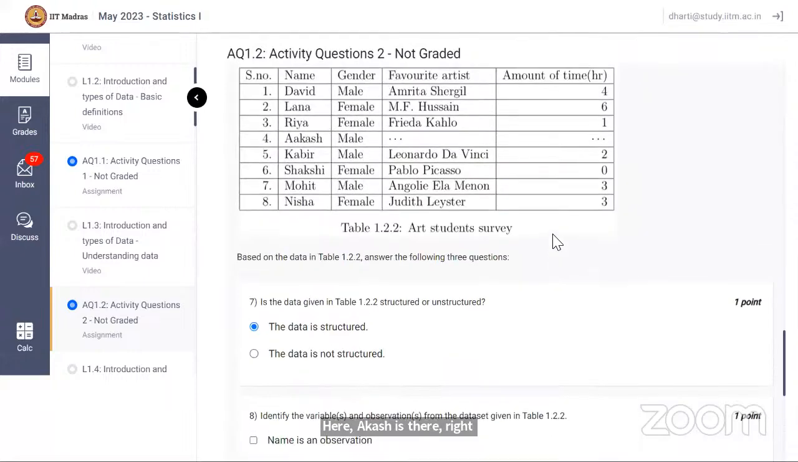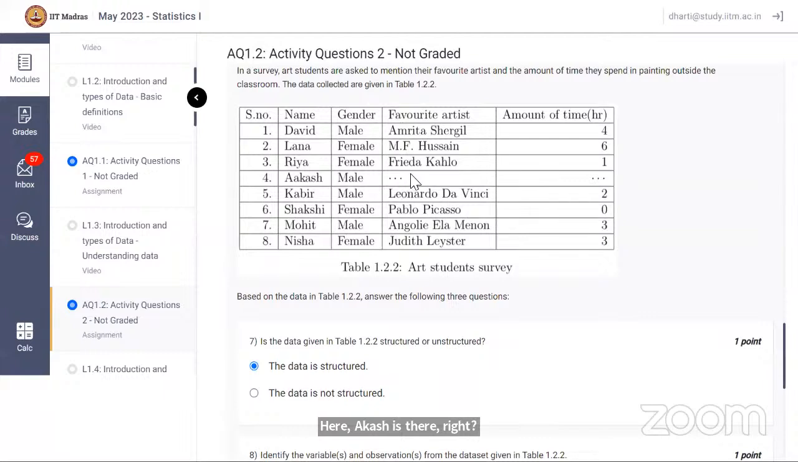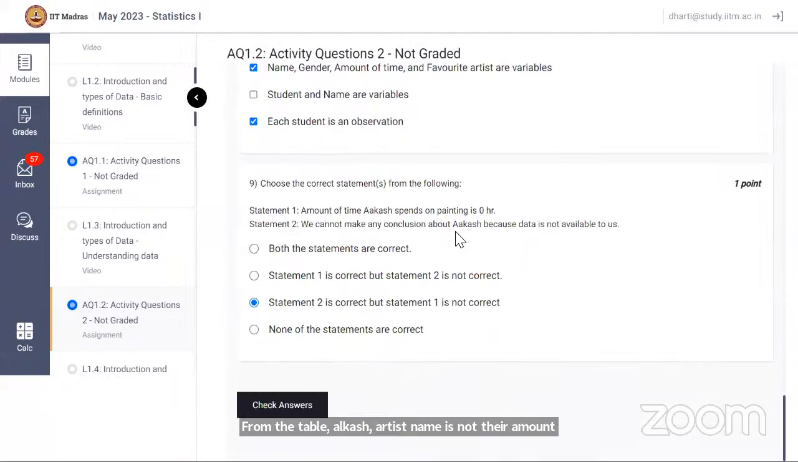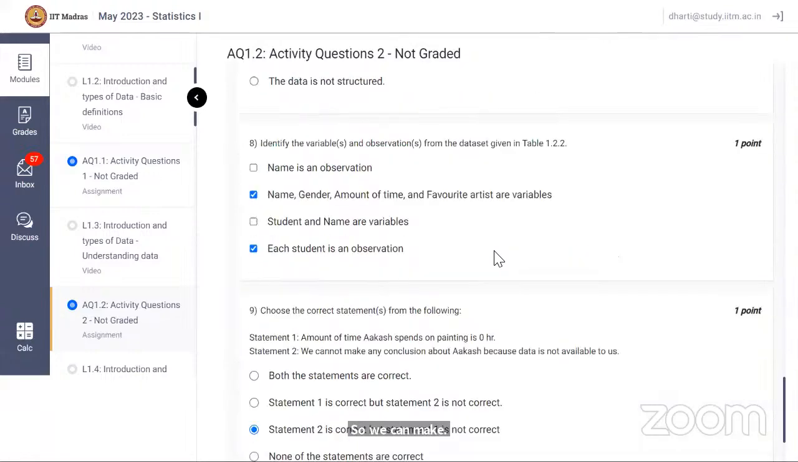See, from the table, Akash's name is not there, and the amount of time in hours is also not given. When it is not directly mentioned that Akash is spending 0 hours, we cannot conclude that he is not spending any amount of time. Nothing is mentioned, and that doesn't mean he spent 0 hours. That's why statement 1 is not correct.